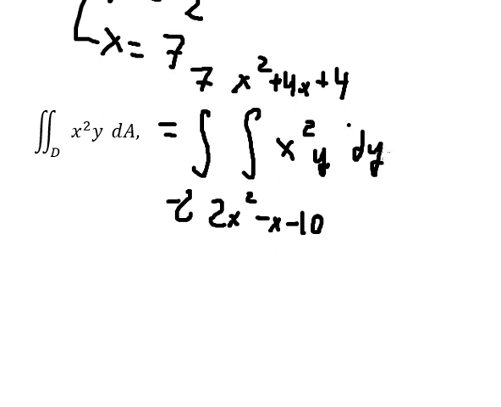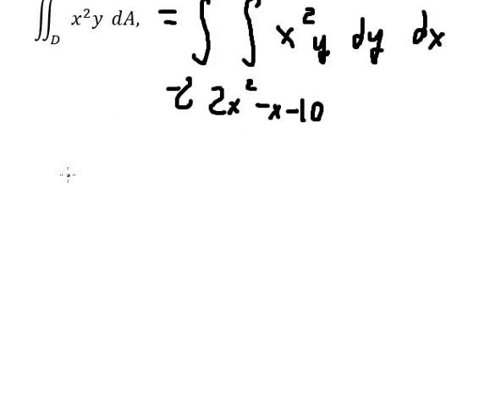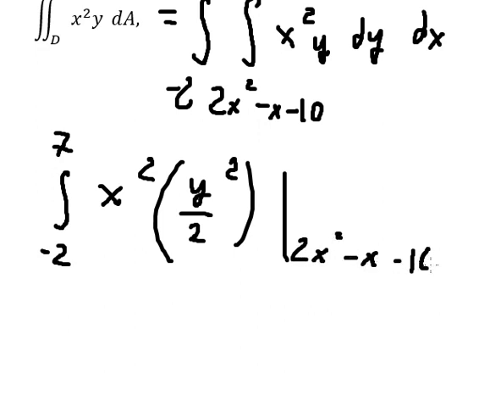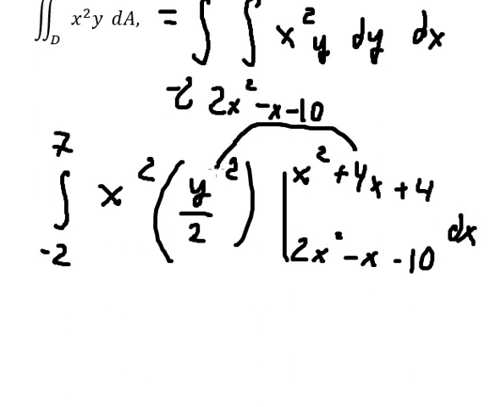And now we need to find this double integral, the integration of y, that is y squared over number 2. And we put the bounds from 2x squared minus x minus number 10, and we have x squared plus 4x plus number 4. So I will put this one going here and this one going here.